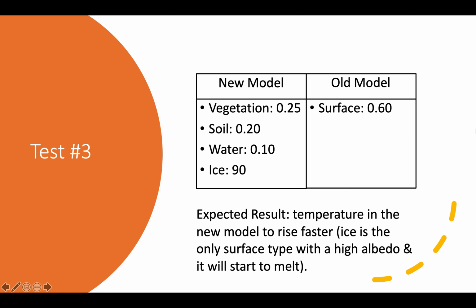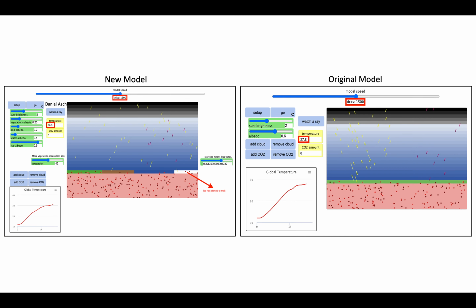And the third test was to set these 4 albedo values and set this albedo value for the old model. The expected result was that the temperature in the new model should rise faster since all these albedo values are pretty low. Ice is the only one that has a high one, but remember that ice will start melting as temperature goes higher. Again, you can see that in the new model, after 1,500 ticks, the temperature was 30.9, which was higher than the temperature in the original model after, again, 1,500 ticks. And you could also see that the ice started melting, because the ice started around here. This was where it started melting.